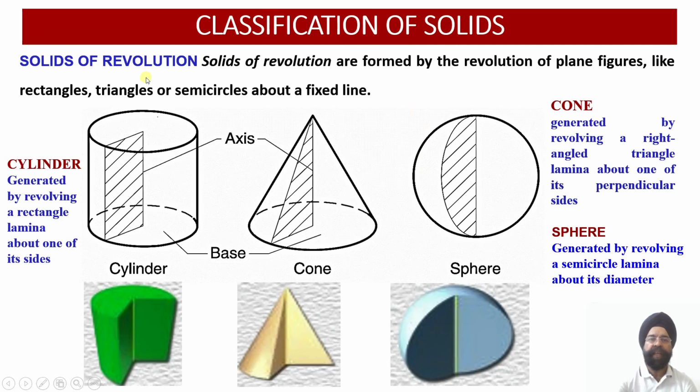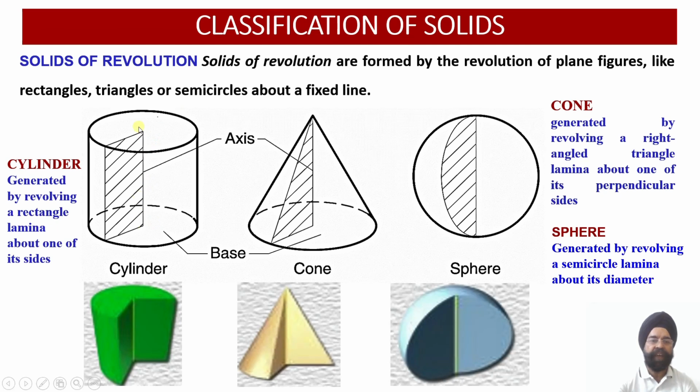And finally, the classification of the solids, that is solids of revolution. As the name suggests, solids of revolution are formed by revolution of plane figures like rectangles, triangles or semicircles about their fixed axis. So here you see, if you have to obtain a cylinder, all these solids of revolution can be obtained by rotating a plane figure about its axis.